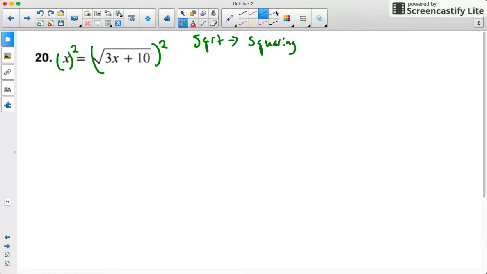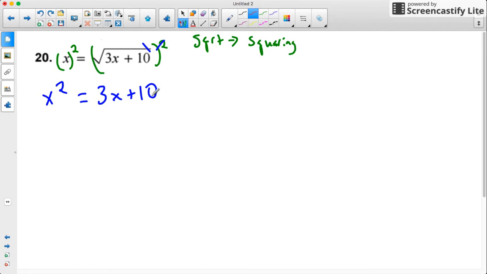So once I square my right side, these actually will cancel out. The square and the square root are opposite functions of each other. So on the left, I'm going to have an x squared. That's what I get when I square my x. And on the right, I just have my 3x plus 10 left over.